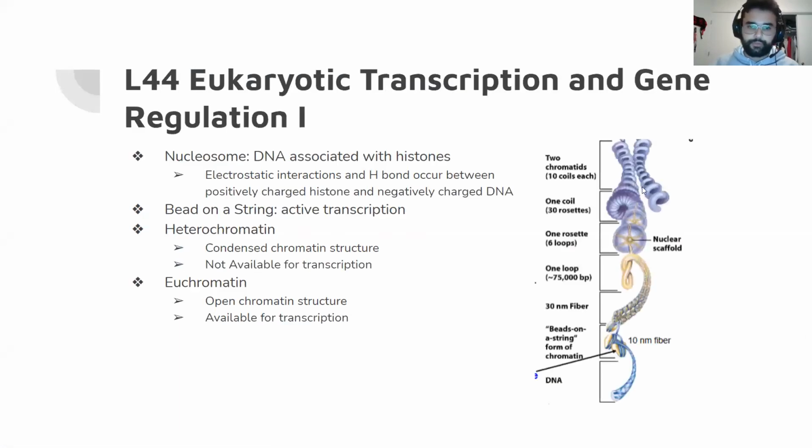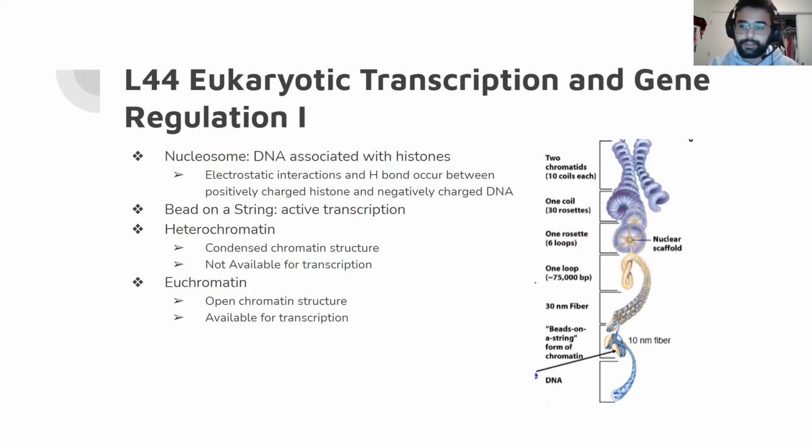So going into lecture 44. In lecture 44, we begin talking about eukaryotic transcription and gene regulation. An important thing to know is that eukaryotic transcription is very much dependent on the way that DNA is associated with the histones. An important term to know is that a nucleosome is DNA associated with histones. DNA is associated with histones based on the electrostatic interactions and hydrogen bonds that occur between the positively charged histone and negatively charged DNA.